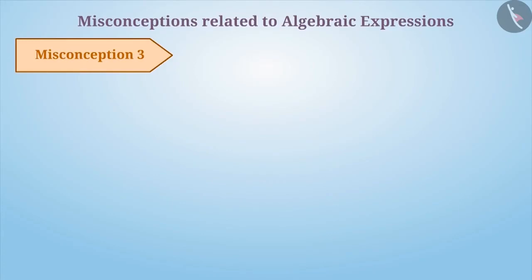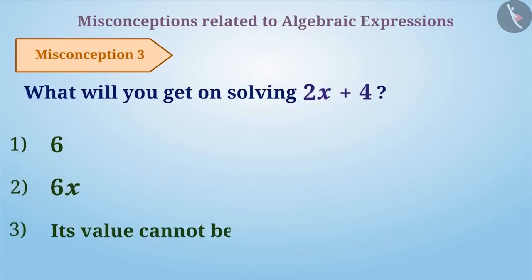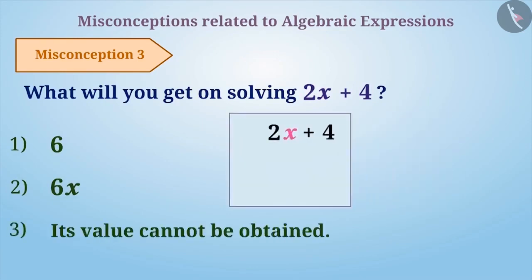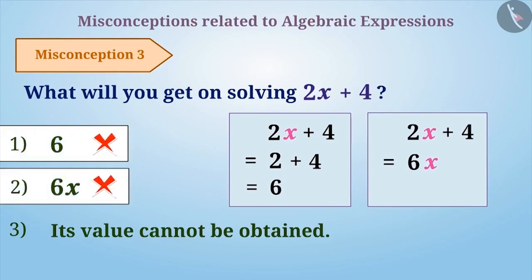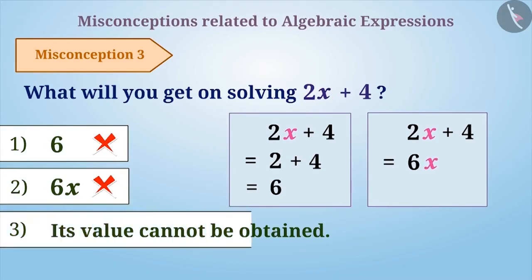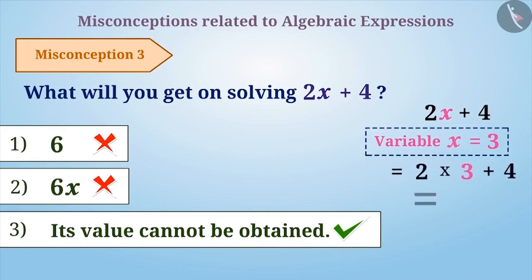Misconception 3. What will you get on solving 2x plus 4? Because of lack of understanding of variables, the letter used for them is often ignored, with which the result of the given expression is written as 6 or 6x. These are wrong answers. The value of algebraic expressions like 2x plus 4 cannot be determined. Only if the value of the variable is given, then the value of these expressions can be obtained.